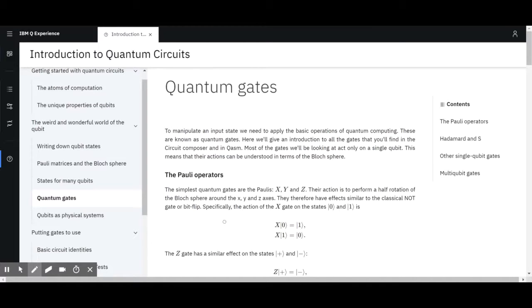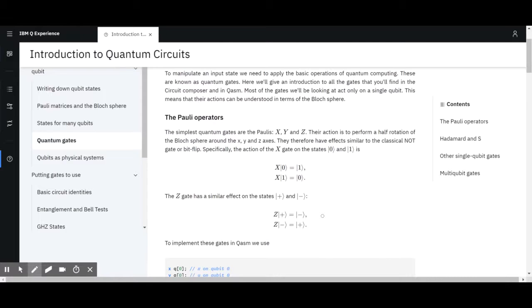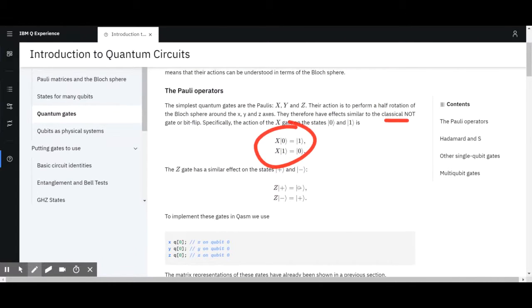The simplest quantum gates are the X, Y, and Z. It tells us what effects they have on qubits, right? So this is an important piece of intuition. If you apply an X on a zero, it becomes a one. If you apply an X on a one, it becomes a zero. So it behaves like a classical NOT. That's what it's saying here.